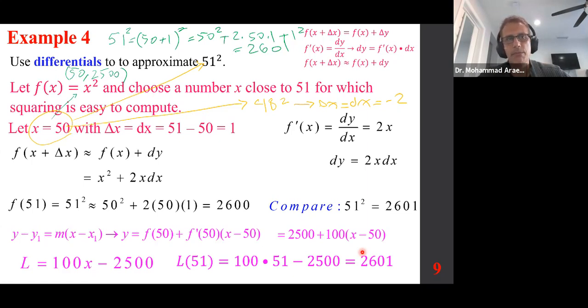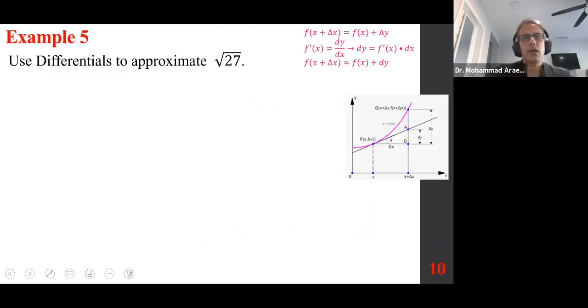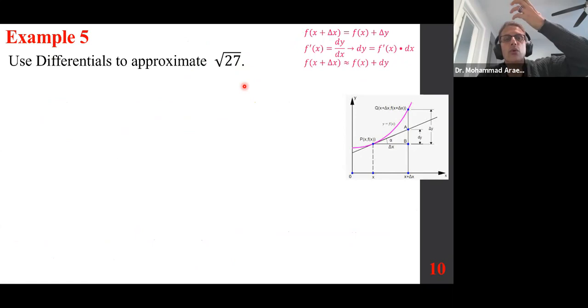How about a similar question? This time we want to approximate a square root. Again, we need two things. We need a function, and we need a number very close to 27 where we know its square root. Square root of 27. So f of x is square root of x. We want the square root of 27. The closest number is 25. We know the answer is 5.